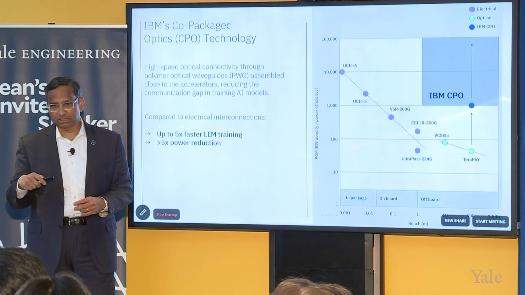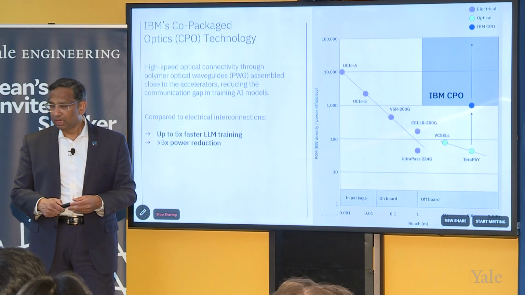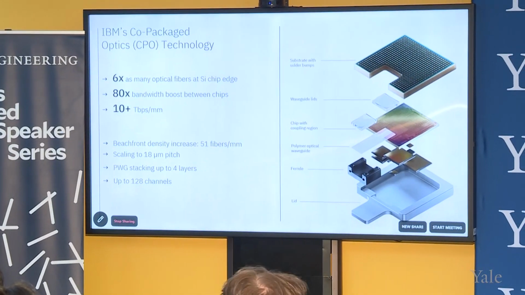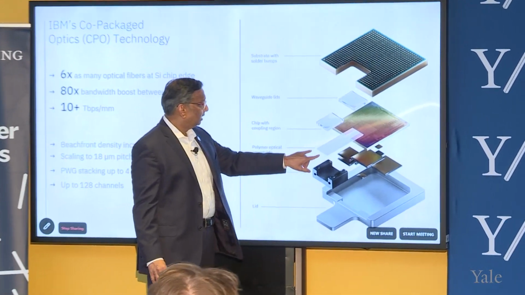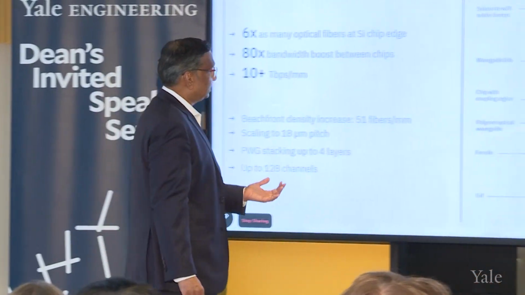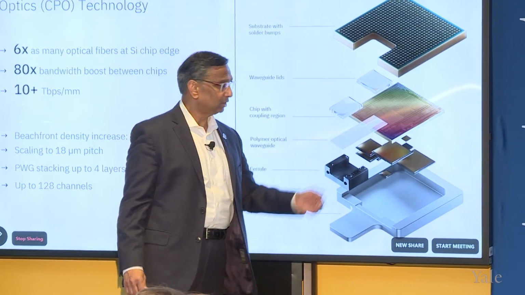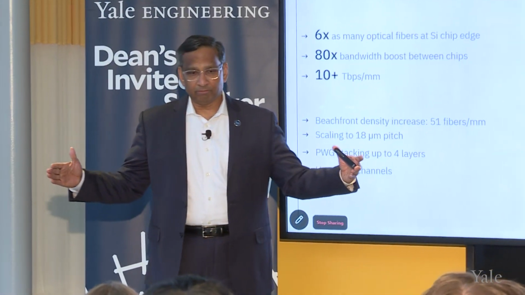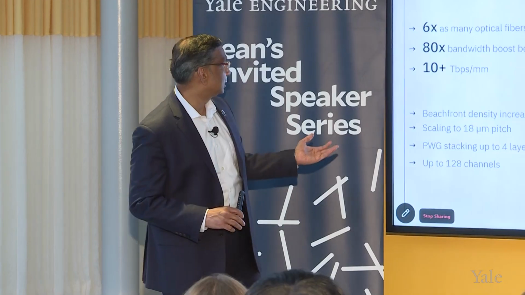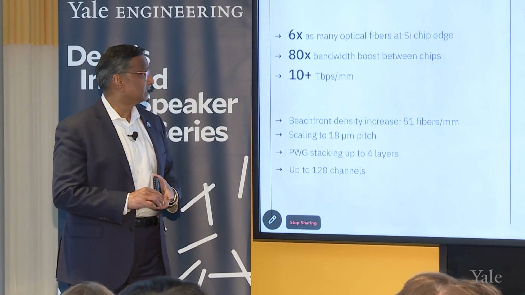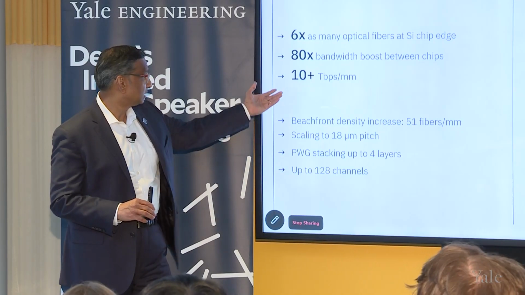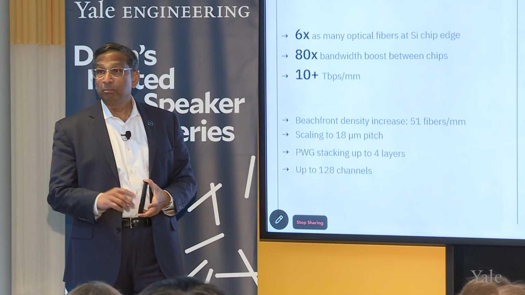And we are very proud that in December of last year, we announced a very innovative technology called co-packaged optics technology, where essentially we're using a polymer optical waveguide that can provide a fan-in of optical fiber, which can be connected on one side of the optical waveguide, and that zooms into very dense lines and spaces that can then be coupled with the chip itself. And that provides as much as 6 times more optical fibers at the edge of the silicon chip. That can increase our bandwidth by 80 times, and we can reach more than 10 terabits per second per millimeter bandwidth.